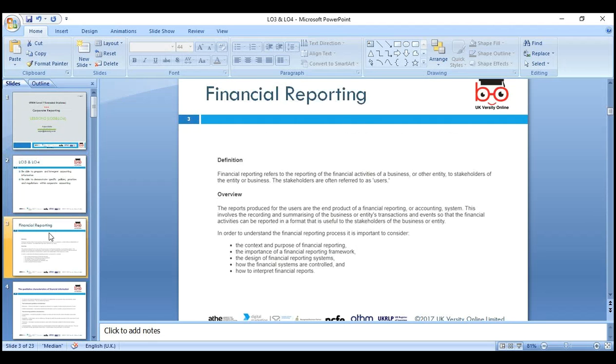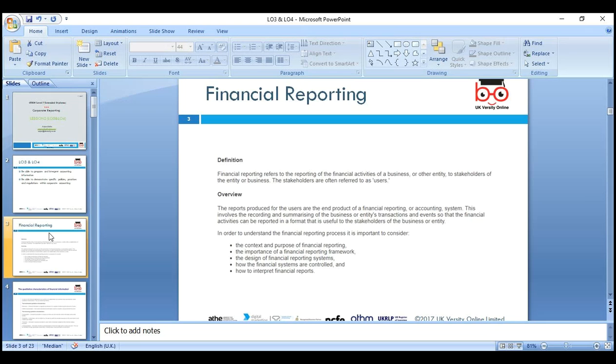So first of all, financial reporting. What is meant by financial reporting? The definition of financial reporting matters because in this unit we are doing all the reporting, reporting standards, and accounting standards, how we can report so users can make financial decisions on the basis of these reports.